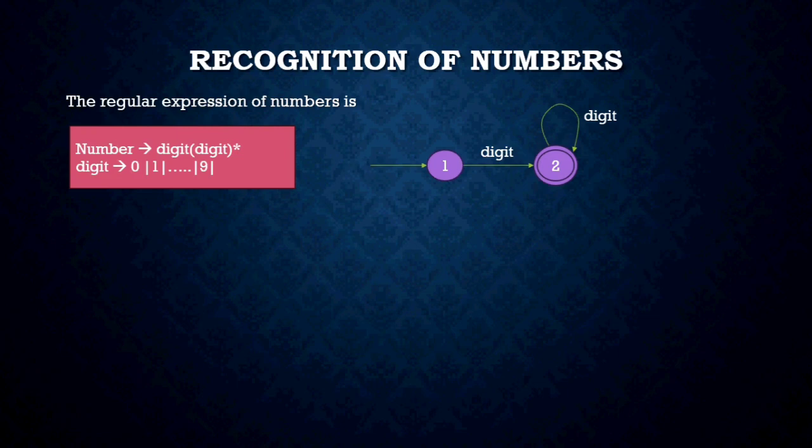Okay. Now we will construct a state diagram for it. State number 1 is the initial state. When a digit is applied in state number 1, it moves to state number 2, which is a final state. In state number 2, we can have 0 or more digits applied to that. So this is the state diagram for recognizing numbers.